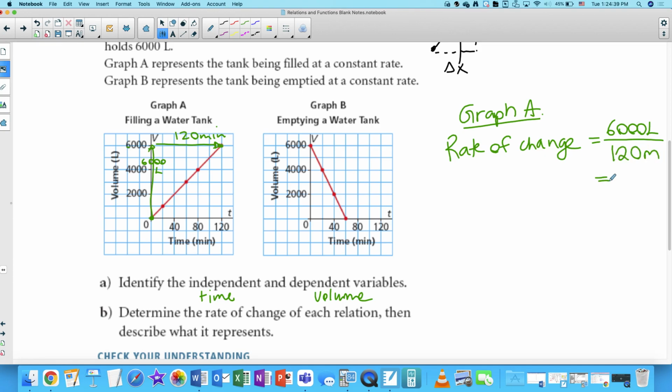What does that mean? When you're talking about what it means, you really just want to connect back to the units. Every minute, the volume of the tank increases by 50 liters. Okay, let's look at graph B.